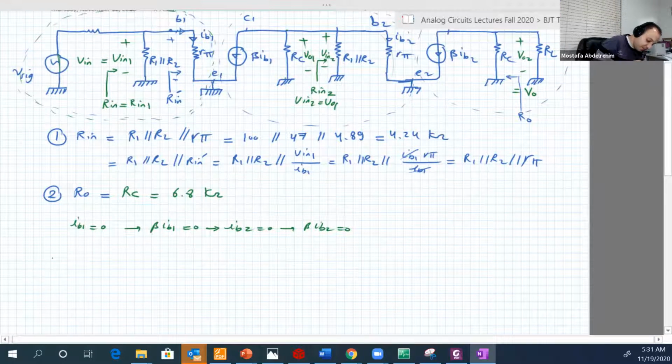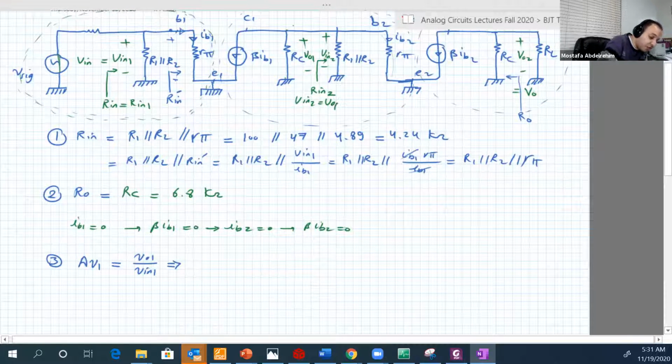Number 3, AV. Let's also make it AV for stage 1, then AV for stage 2. So let's start with AV1. AV1 is equal to VO1 over the input 1.